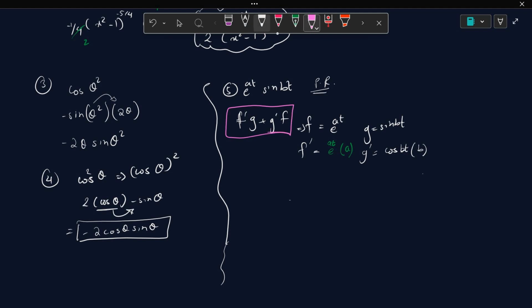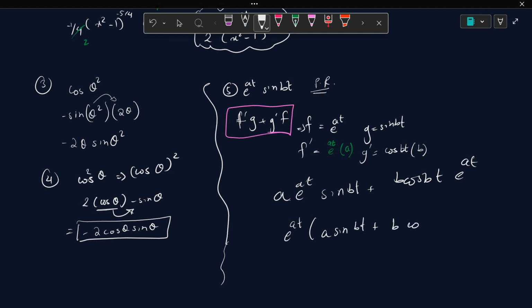Okay, sorry for that. Now we can simply go ahead and put in the formula: f prime times g plus g prime times f. So a e to the at times g, plus g prime times f, which is e to the at. So that should be it. But if you want to write it in a simplified form, we can go ahead and factor out e to the at, because both expressions have this, leaving b cosine bt.